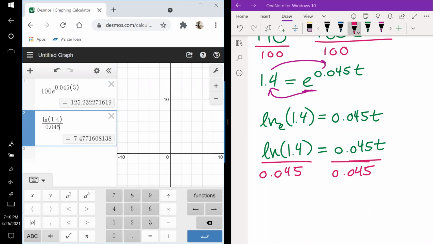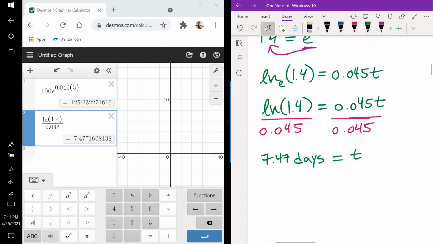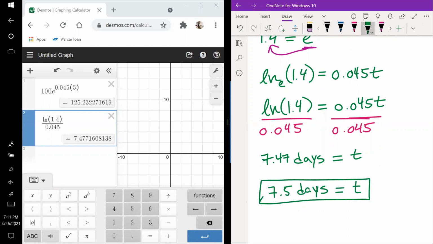0.045. And we get that the bacteria's population will reach 140 grams when we hit 7.47 days. But of course, we can round and we can just say 7.5 days. Okay. And then if my math lab's really picky, it might make you just put 8 days, but hopefully they do 7.5.